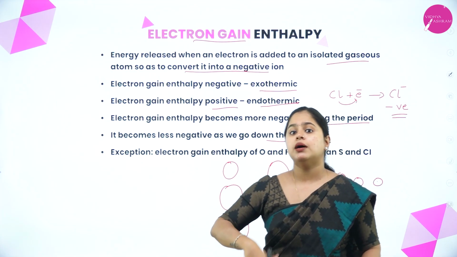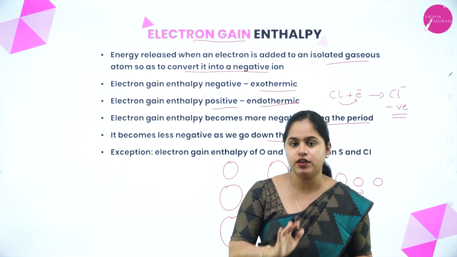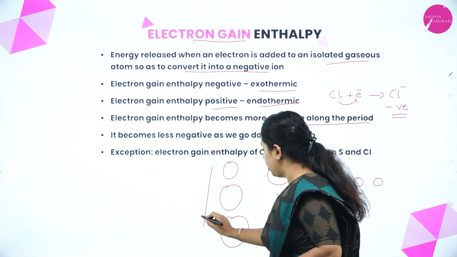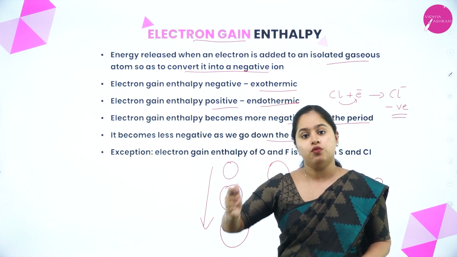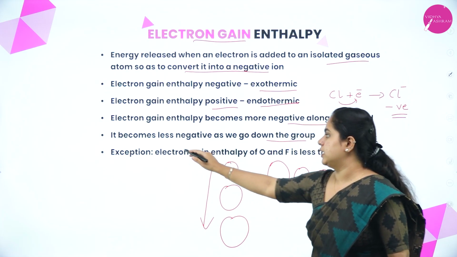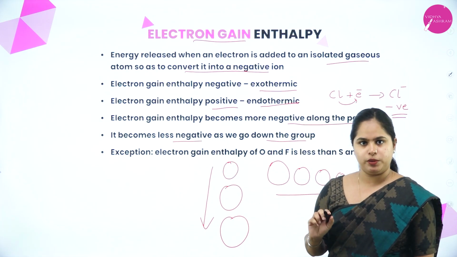So in this case, a particular amount of energy has to be given to the atom so that it accepts the electron, right? So what happens? When we move down the group, the negative value becomes less. That is, it becomes less negative as we move down the group. So I hope it is clear.